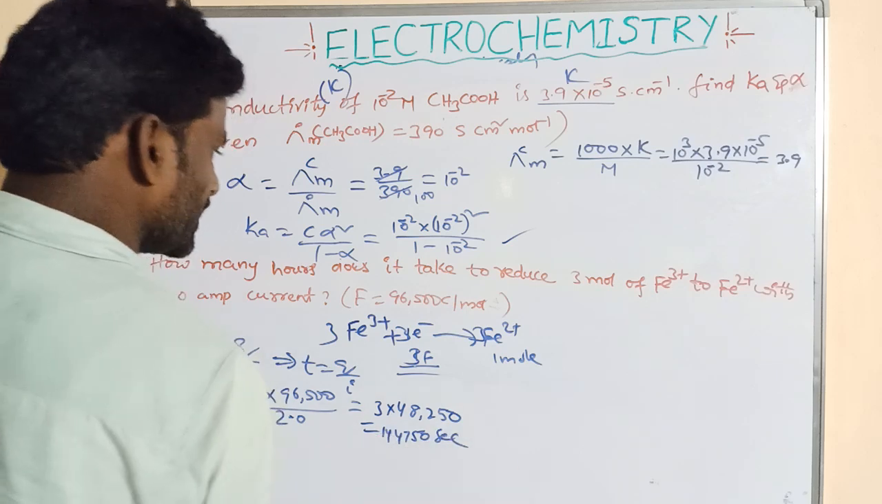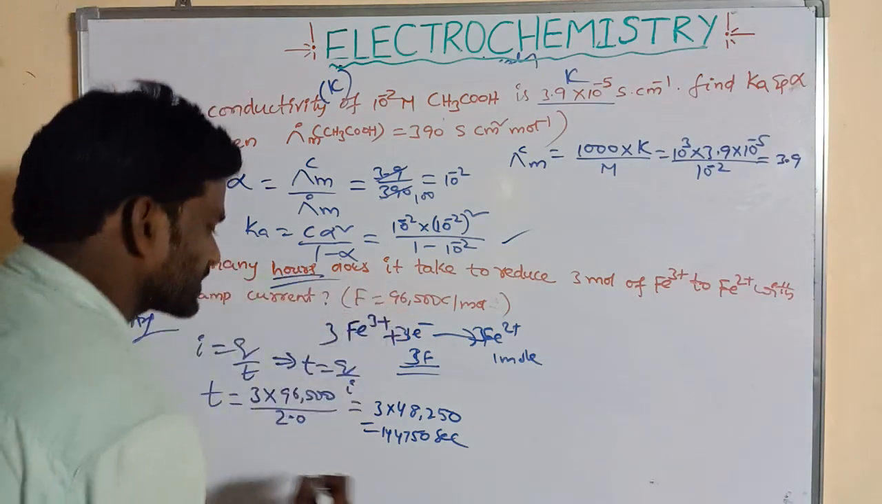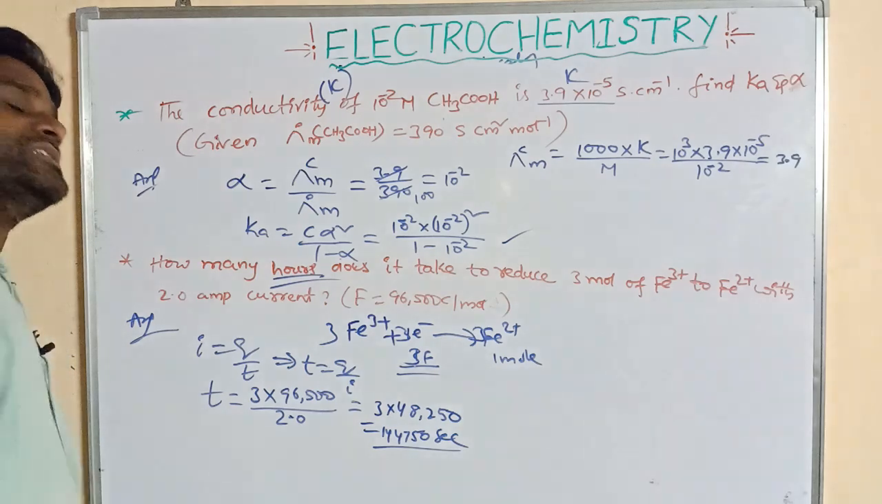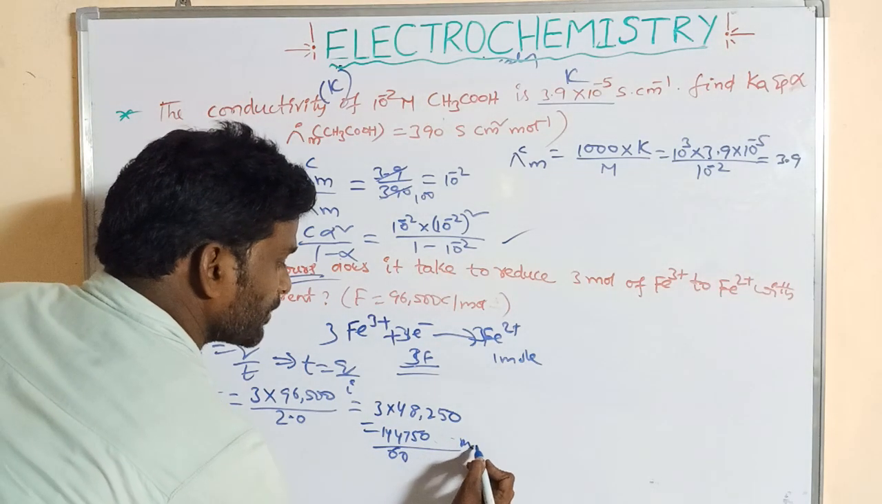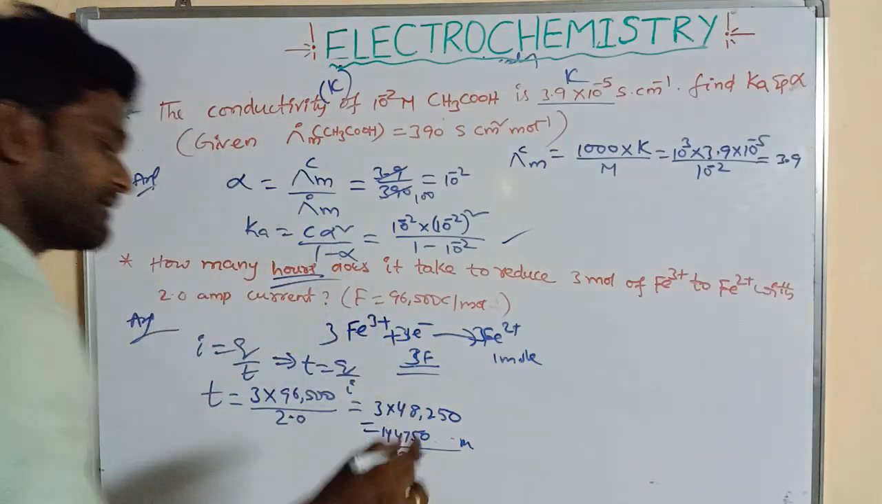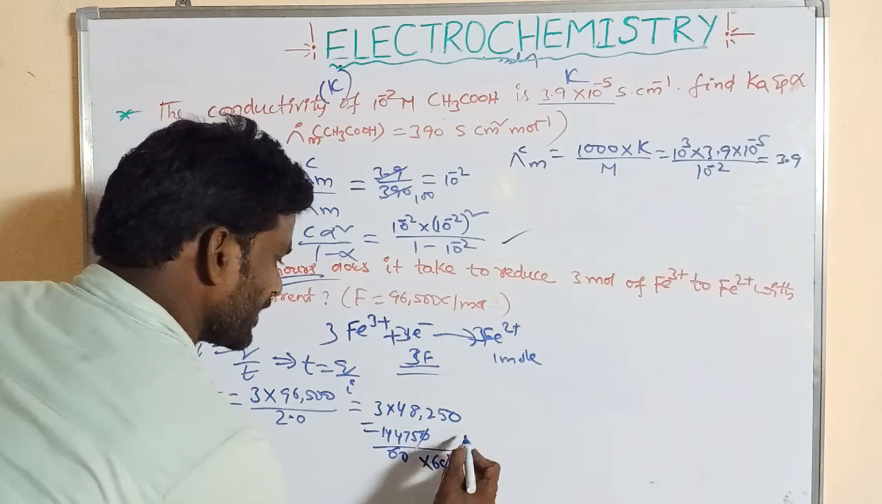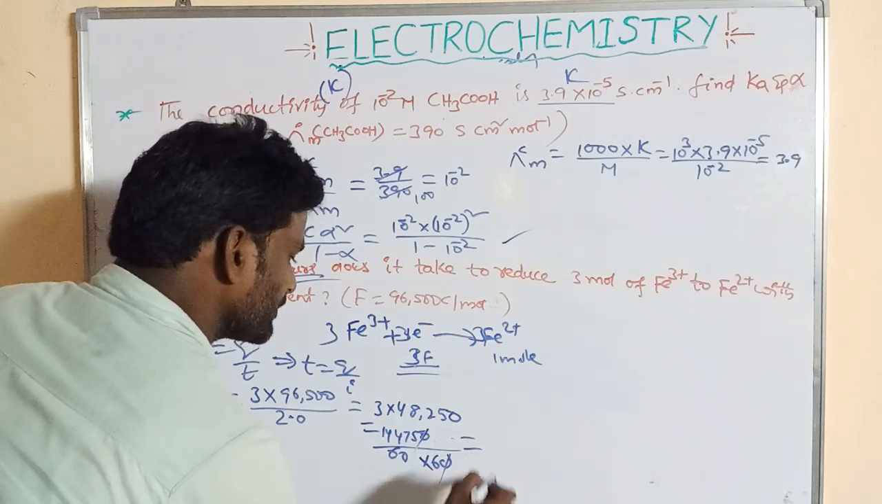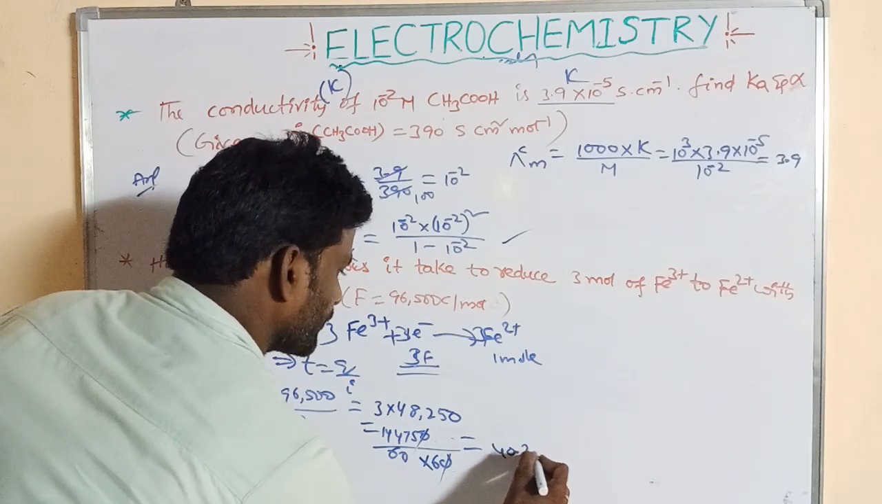If it is converted into hours, how many hours is being asked? So 1 minute is equal to 60 seconds, so divide by 60 to get minutes, and 60 minutes is equal to 1 hour, so divide by 60 again. If it is simplified, finally we got the answer. What is its value? Approximately 40.2 hours.